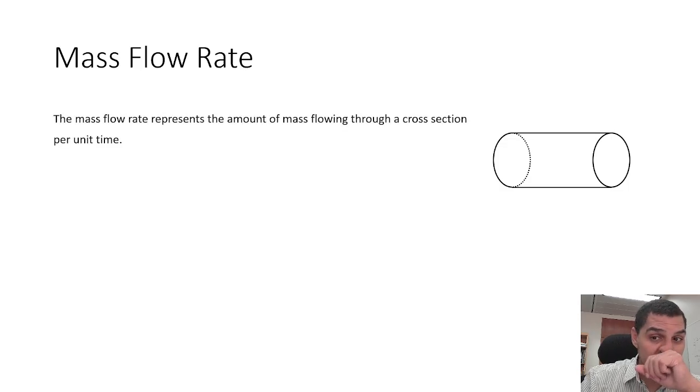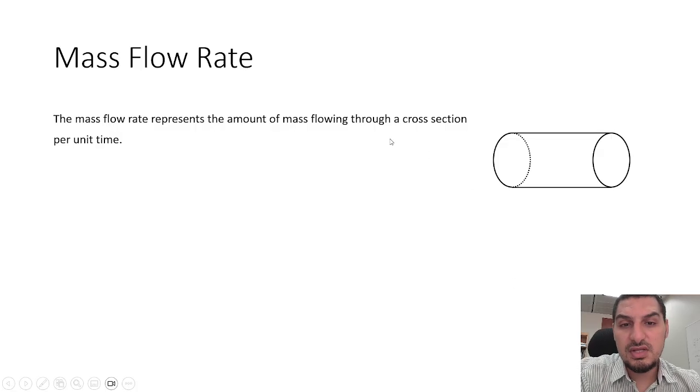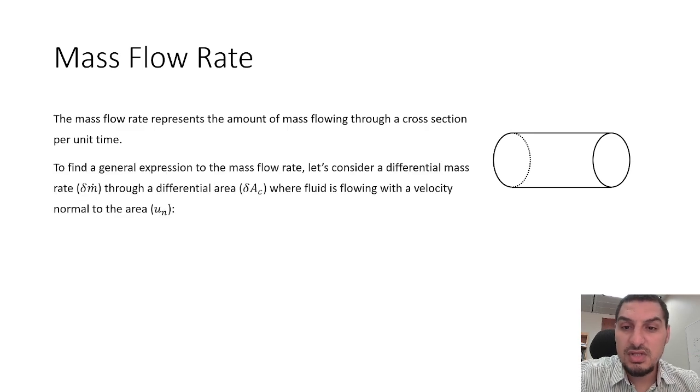So the mass flow rate is, the name is very clear, the rate of mass flow, which is how much mass is flowing per unit time. And of course, this is through a cross-sectional area, because it's a dynamic fluid, so it's traveling from one point to another, so it has to go through a cross-sectional area. And the cross-sectional area that we are interested in is the normal cross-sectional area, which is the cross-sectional area perpendicular to the direction of fluid flow.